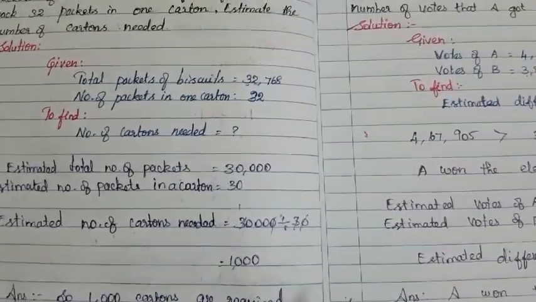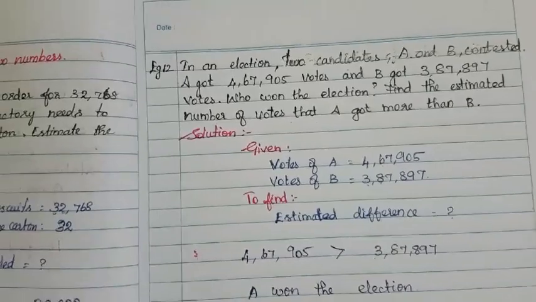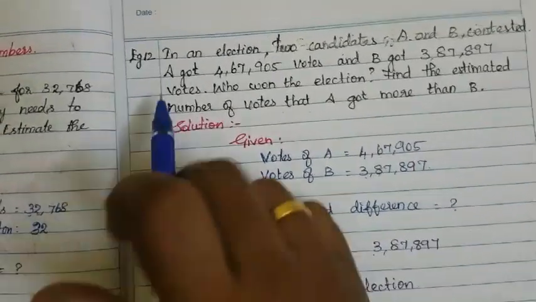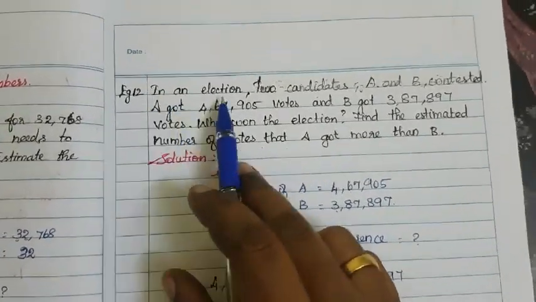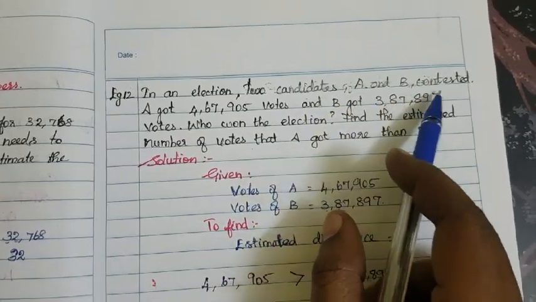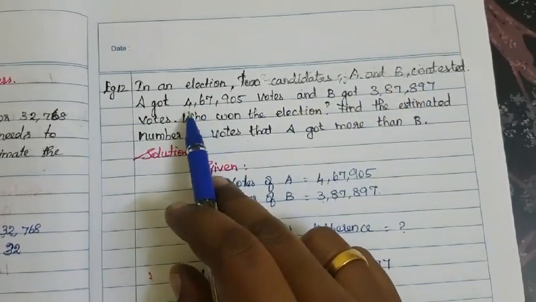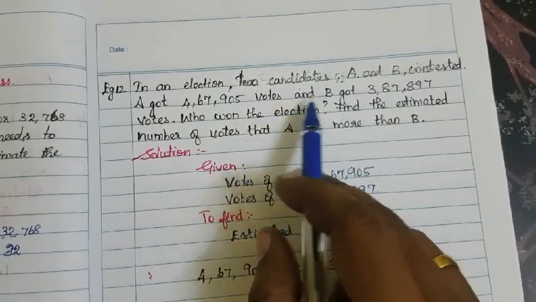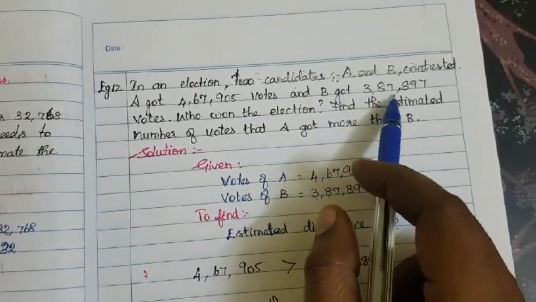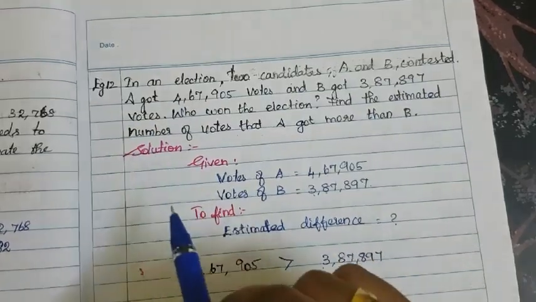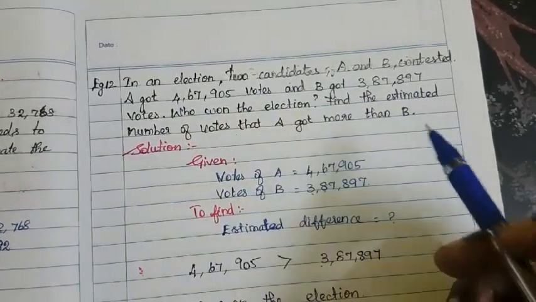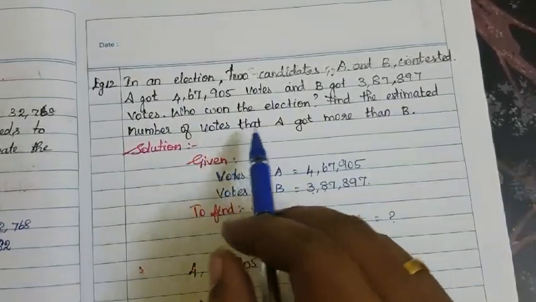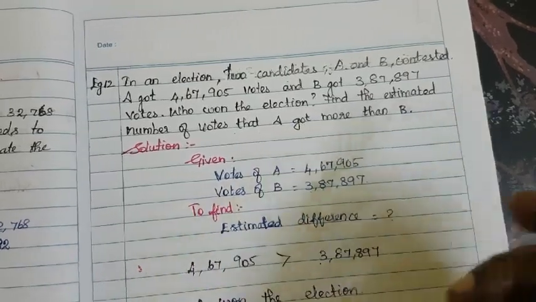Let us move on to the next question. The next question is example 12 in your book. In an election, two candidates A and B contested. A got 4,67,905 votes and B got 3,87,897 votes. Who won the election? Find the estimated number of votes that A got more than B.